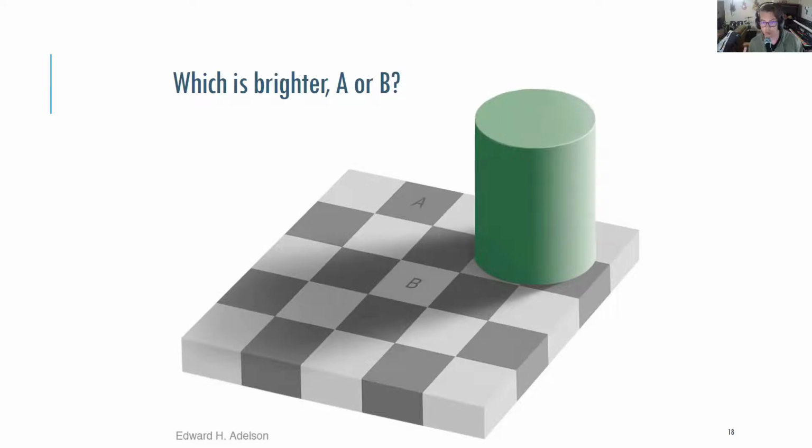Okay, so let me stop at that for now and just take a minute and look at this and say, well, which one is brighter, A or B? And you're going to say, come on, this is easy, Ferris. It's clear B is way brighter than A. And I would say, are you sure?